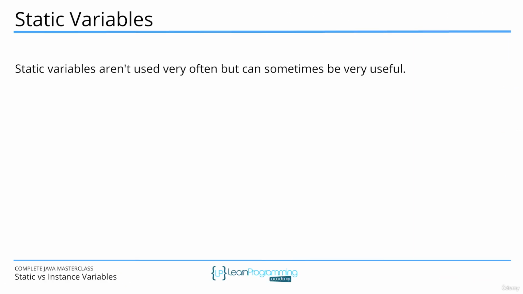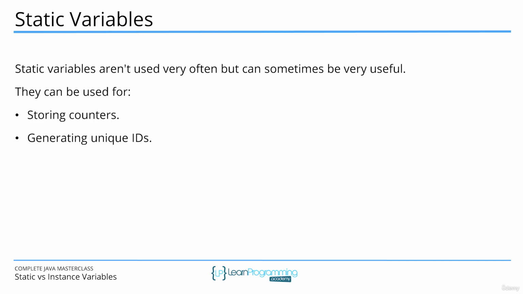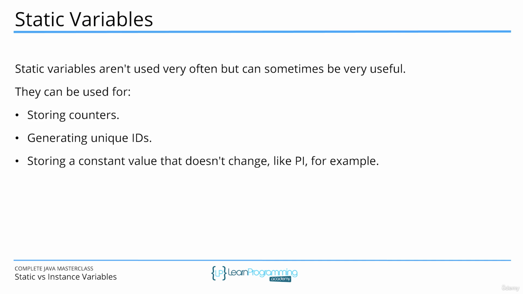Static variables aren't used very often, but can sometimes be very useful. They can be used for storing counters, generating unique IDs, storing a constant value that doesn't change like pi, for example, creating and controlling access to a shared resource. Some examples of shared resources include a log file, a database, or some other type of input or output stream.